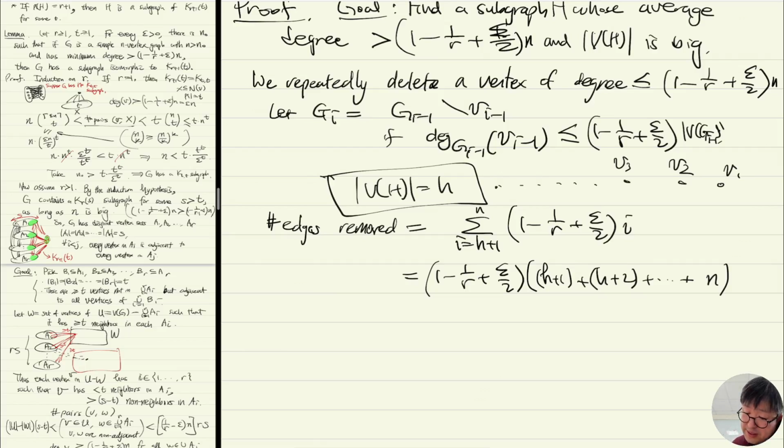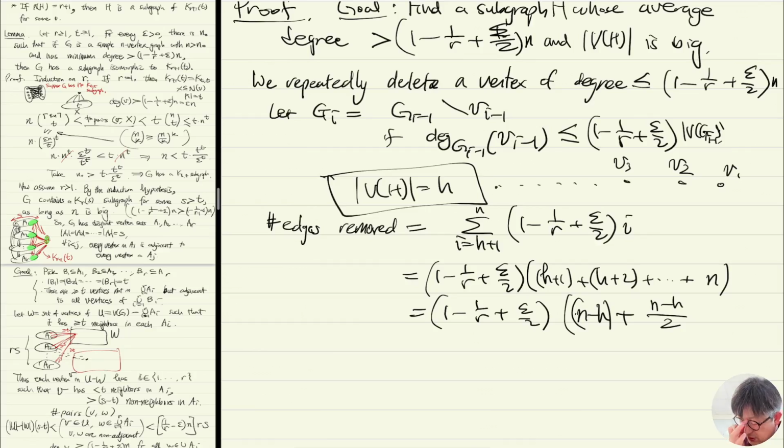Okay, so how many is it? 1 minus 1 over r plus epsilon over 2 times n minus h, plus the sum from 1 up to n minus h. This is the sum, right? That's the number of edges that is removed.